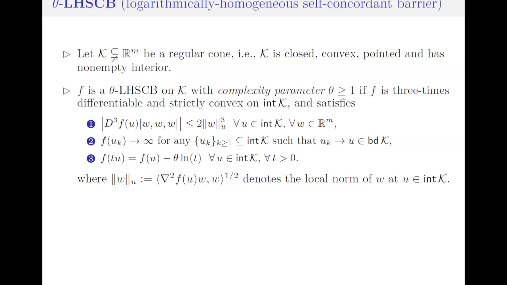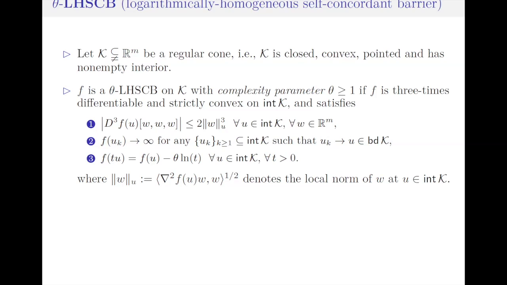So along this ray, the function will behave like log. This explains this term here, this minus theta log t. That's why it's called log homogeneous. And how do we get this log homogeneous function? Suppose we have a positively homogeneous function with degree theta, and then we take minus log, then we get a log homogeneous function. That's how we typically get this log homogeneous function.